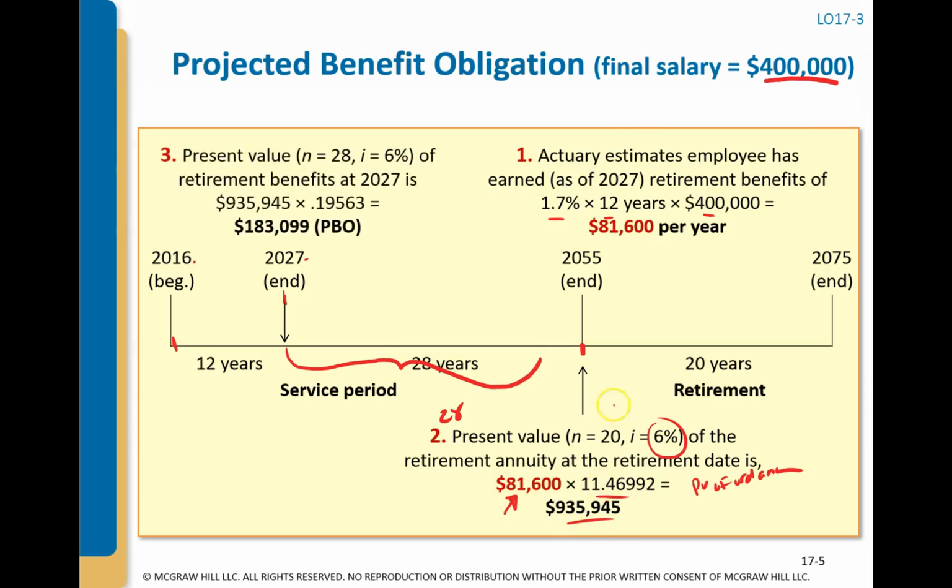$935,945. Then you have to take that amount and present value it back to 2027 using the present value of a dollar table, and now your n equals 28 because you're discounting from 2055 back to the end of 2027. Multiply that by the factor, and your ending projected benefit obligation is $183,099.